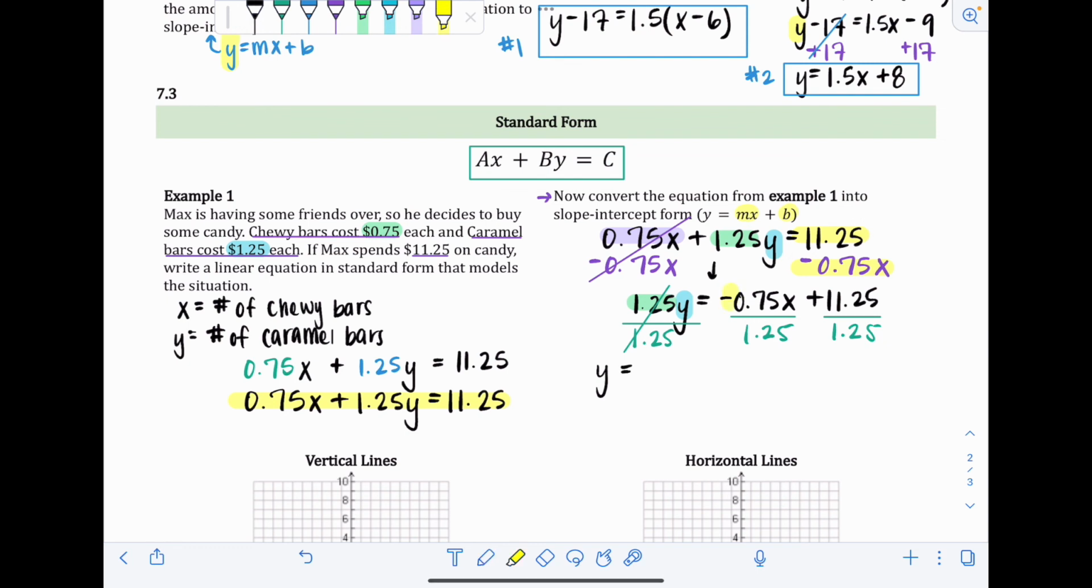Next I'm going to use a calculator and divide negative 0.75 by 1.25. Negative 0.75 divided by 1.25 is negative 0.6, so it'll be a negative 0.6x. And then next I'm going to do 11.25 divided by 1.25. 11.25 divided by 1.25 is 9, so plus 9. So y equals negative 0.6x plus 9.